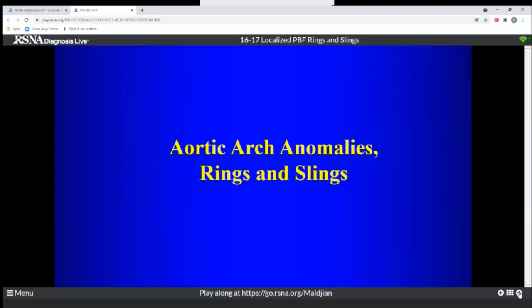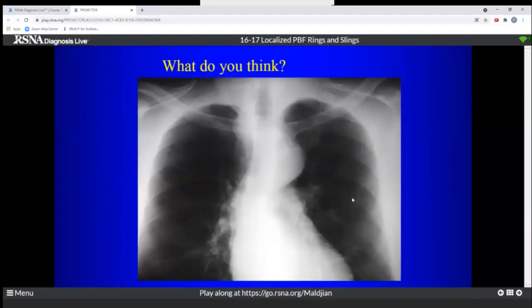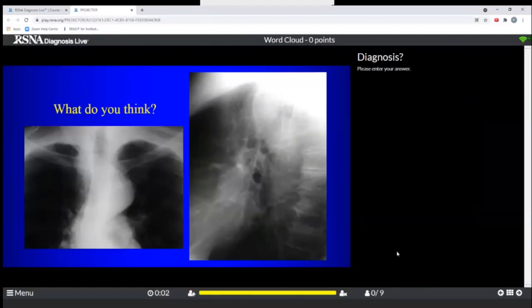So let's move on to aortic arch anomalies. So here's our first case. We can see somewhat of a tortuous aorta here. There's this right paratracheal opacity there, and I'll show you the lateral view. Looking carefully at the lateral view, you should be able to provide a diagnosis in this case. What is your diagnosis here?